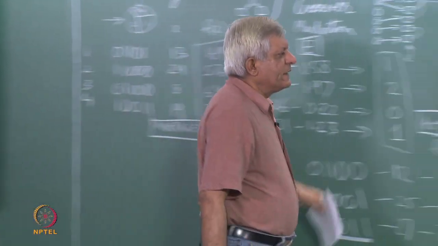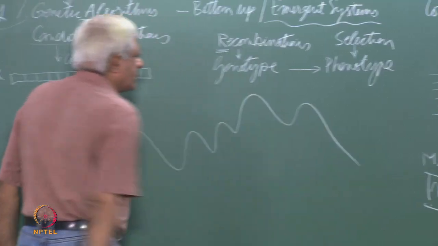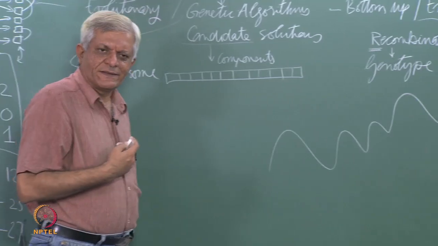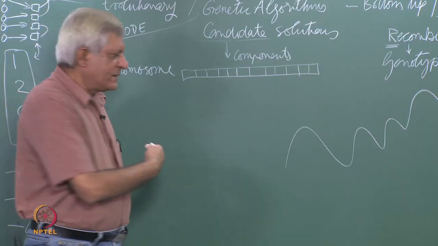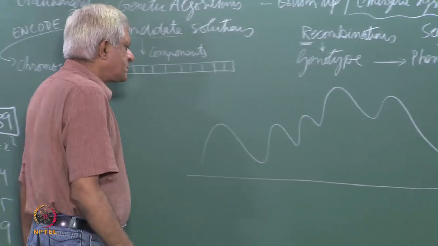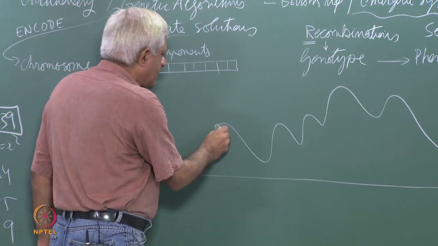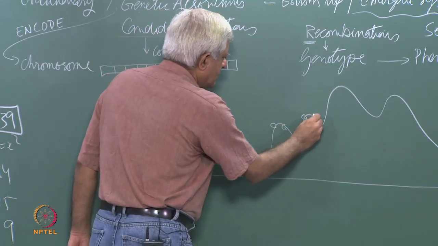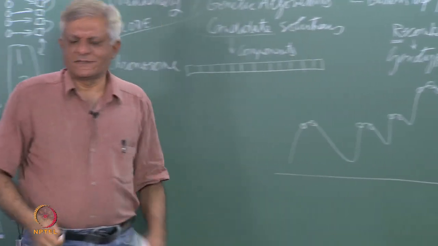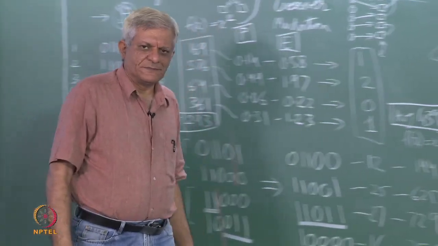So, the whole idea is that if you have some function which you are trying to optimize, then initially your population may be spread over this whole domain, where this is, let us say, a one dimensional domain. But after you have run the GA a sufficient number of times, you will find that the population is concentrated towards the peaks, and one of them hopefully is the solution that you are looking for essentially. So, that is the general idea behind genetic algorithms.